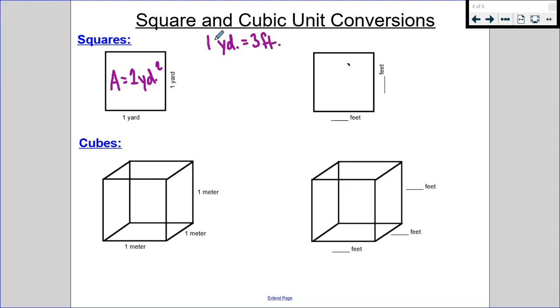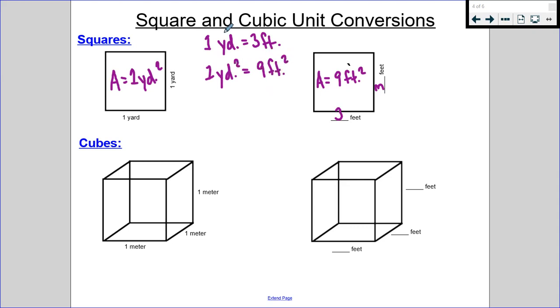We can look at the conversion table for that. So instead of being 1 yard on the side length, this equivalent square here would be 3 feet by 3 feet, making this area 3 times 3 or 9 feet squared. So 1 yard is 3 feet, but 1 square yard is 9 square feet.